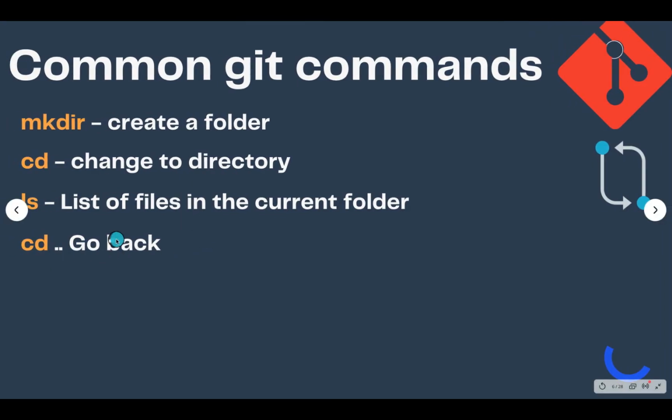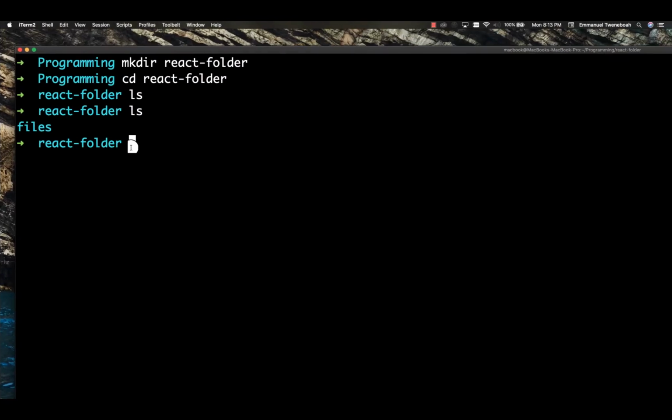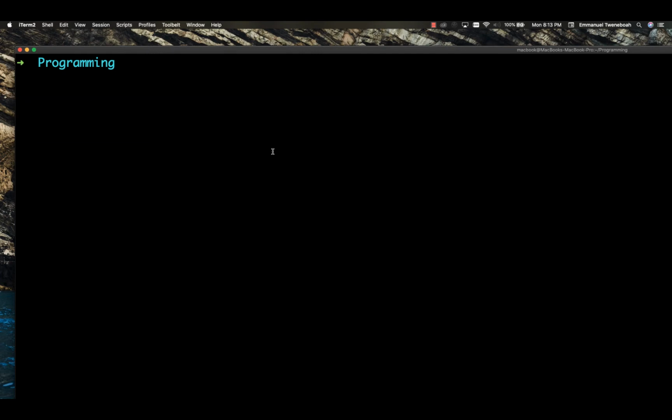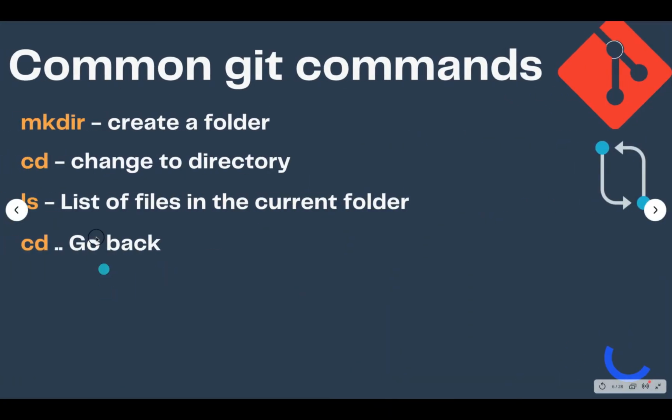Next one is cd .., meaning go back. Right now I don't want to use my React folder as my parent. I want to navigate back to my programming folder. So what I do is type cd space dot dot, hit enter. As you can see, I have the programming folder as the parent now. And clear, you clear your console like that. So these commands will be your daily bread to stick to.